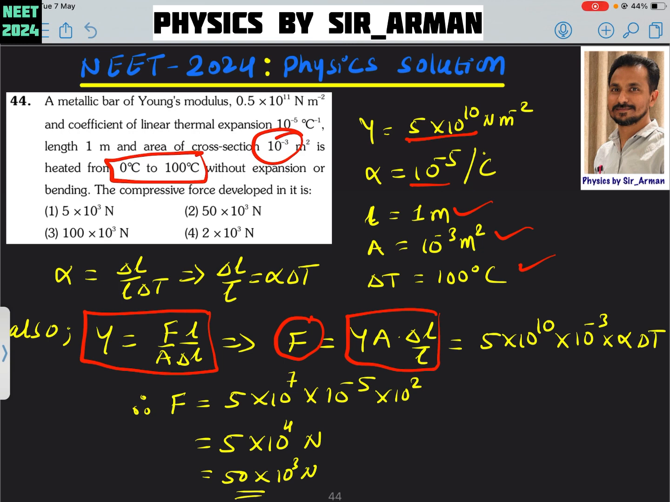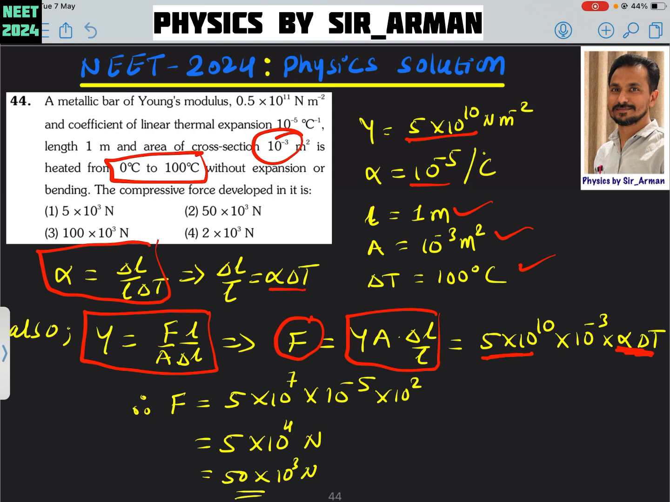So now for thermal expansion, we know that alpha is equal to delta L by L, where delta L is the change in the length and L is the original length, and delta T is the change in temperature. So if I make delta L by L the subject, it becomes alpha delta T. So here it becomes alpha delta T that I have placed here.